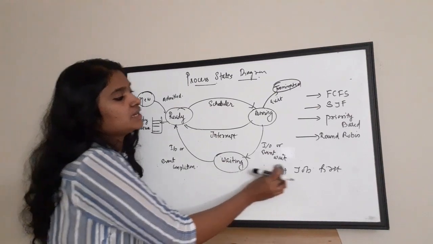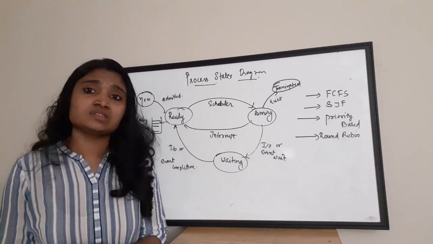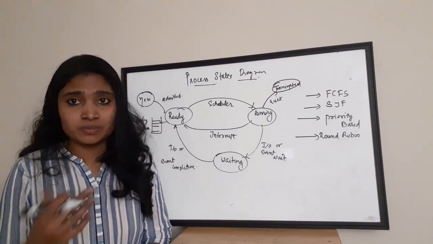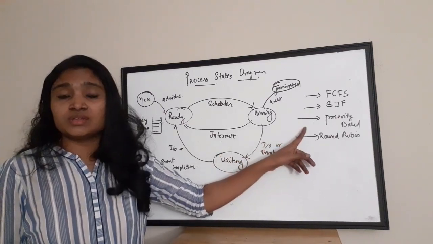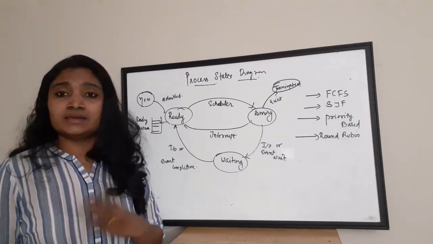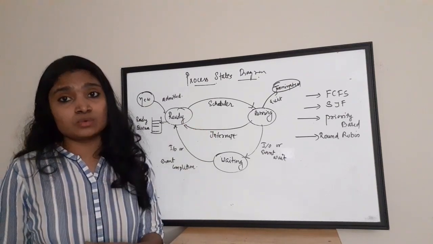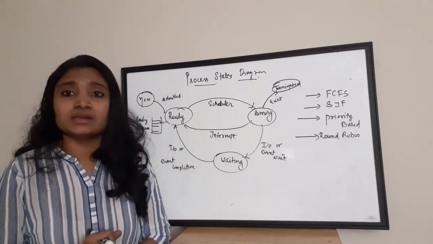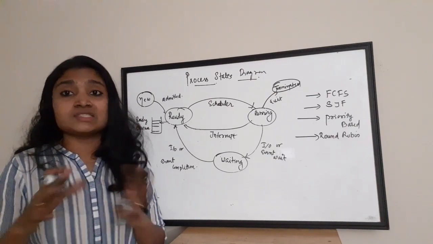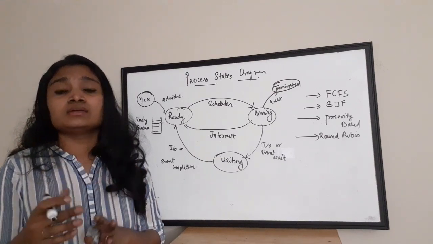That is SJF. Next is the priority based algorithm. We know that all processes have priorities. There are highest priority processes and lowest priority processes. So in the priority based algorithm, the process with highest priority is chosen. Next one is the round robin algorithm. In this round robin algorithm, there are certain time slots, and without any consideration, all the processes are executed for that time slot.